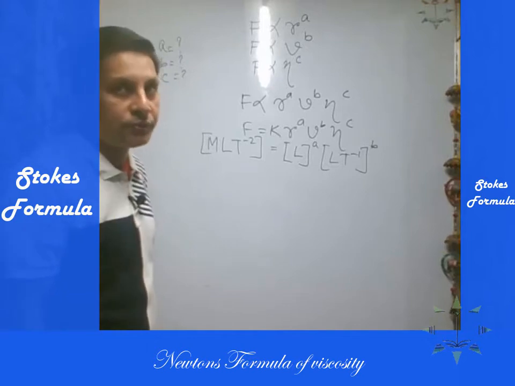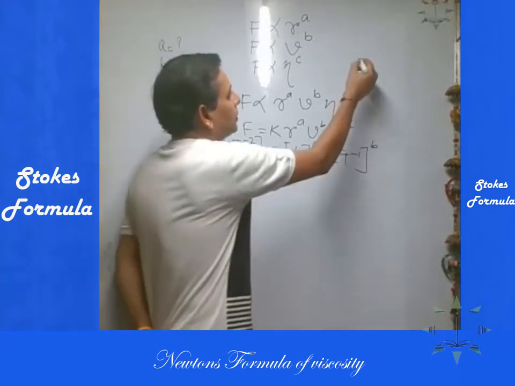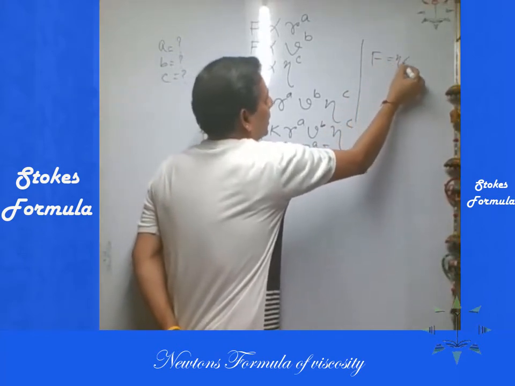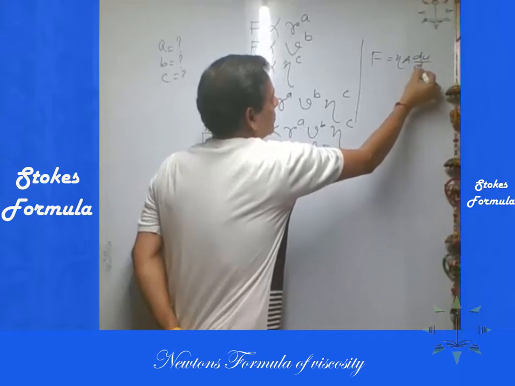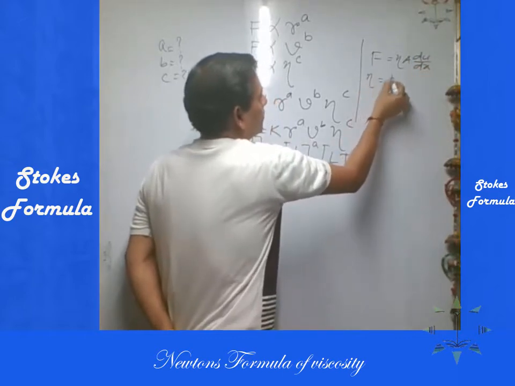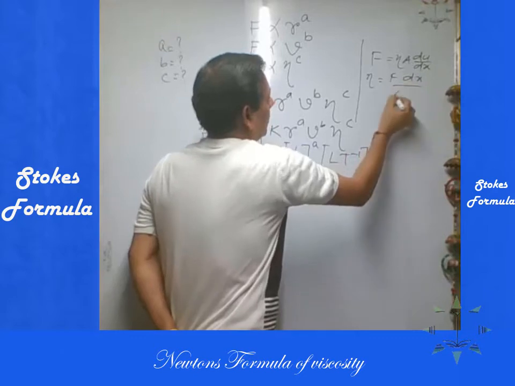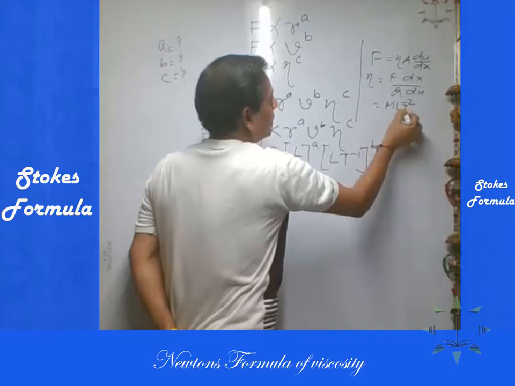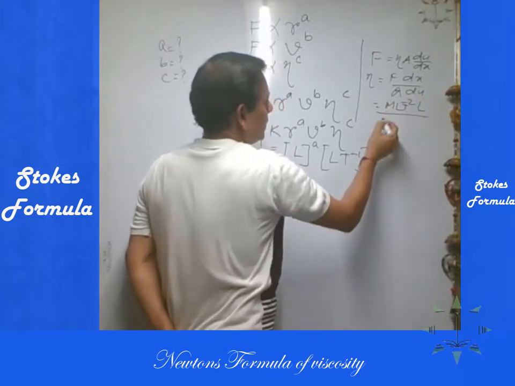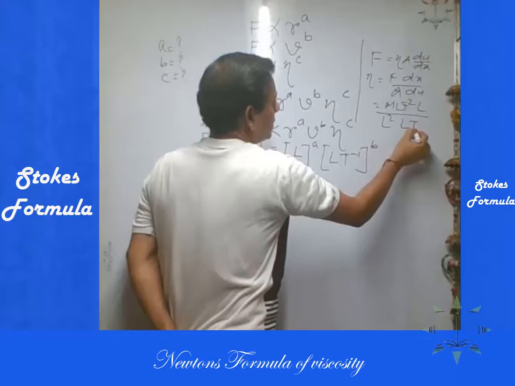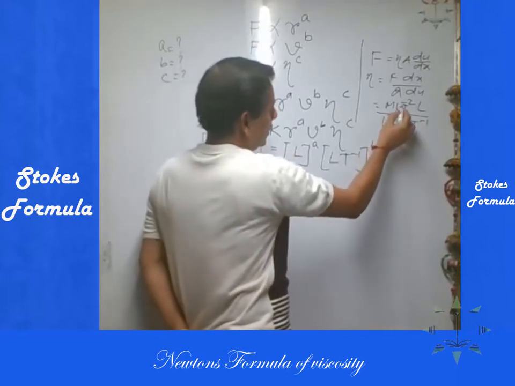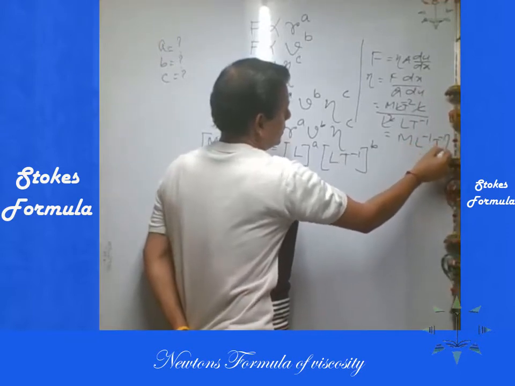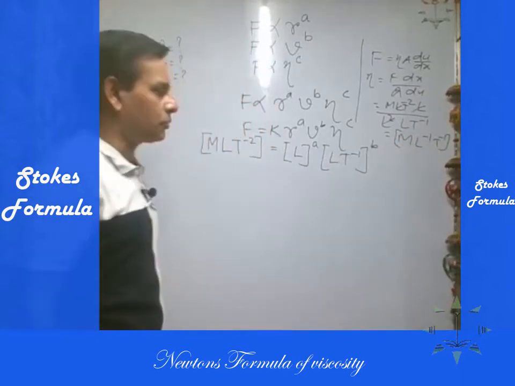Eta is coefficient of viscosity. What is dimension of eta? While eta actually appeared in Newton's formula, F is equal to eta A du by dx. You remember this is Newton's formula. So eta was force into dx by area into du. Force is M L T to the power minus 2. Dx is L, area is L square, du is meter per second. Correct. So L square cancels. So M L to the power minus 1, T to the power minus 1. This is the dimension of coefficient of viscosity.